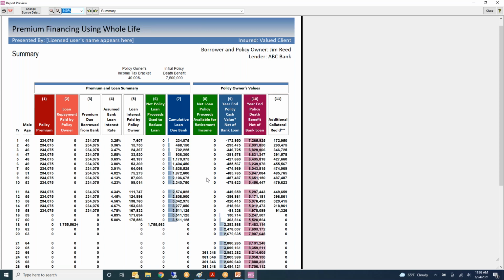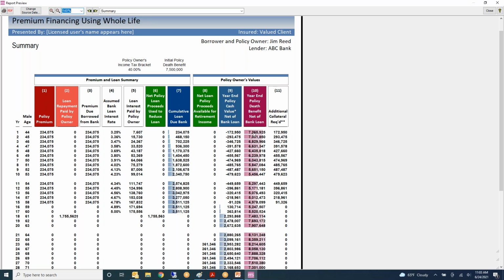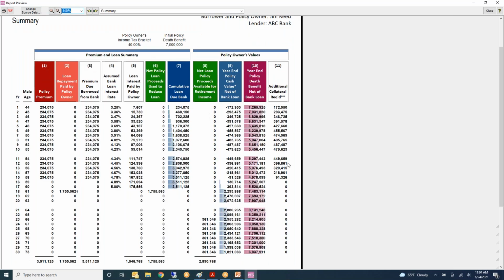Okay, and then the collateral, you see, total loan is basically 3.5 million, which is the cumulative premium. You've got the cash value and death benefit, and you see here there's not enough cash value to secure the total loan for quite a number of years, due to the cash value not being as high as the cumulative premium payment. So it shows up as an additional collateral.